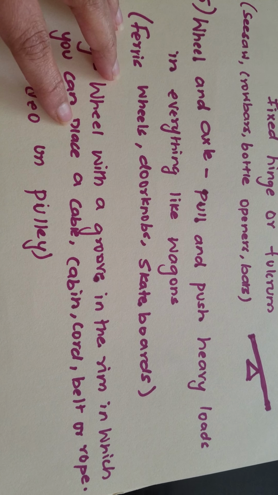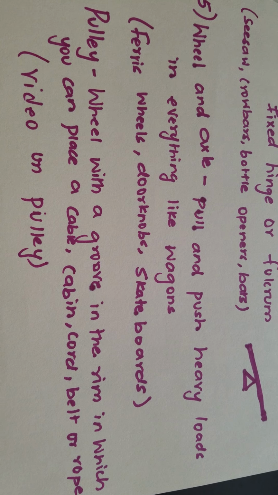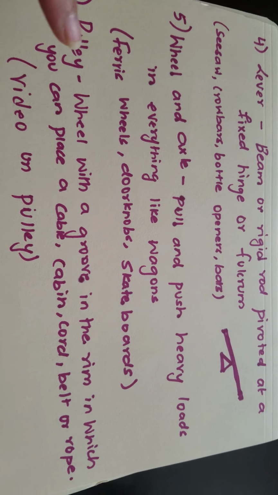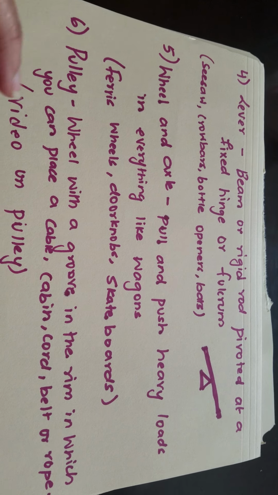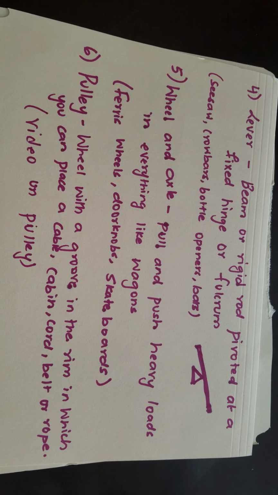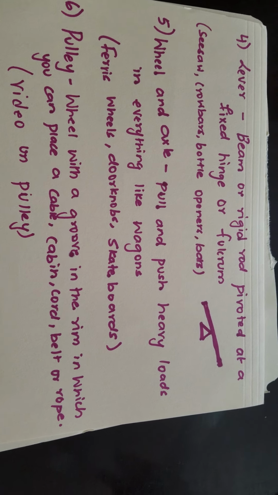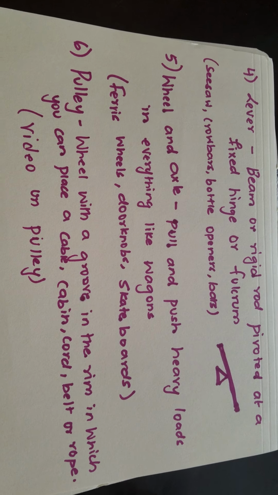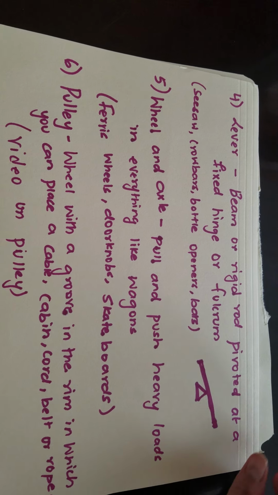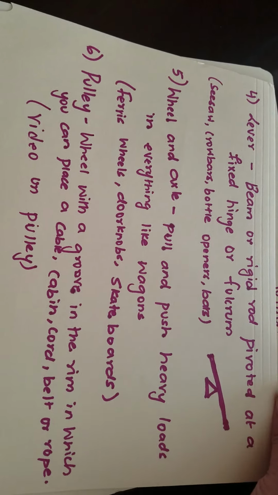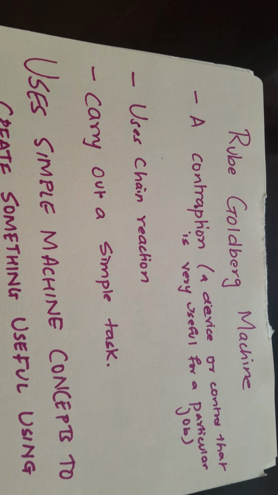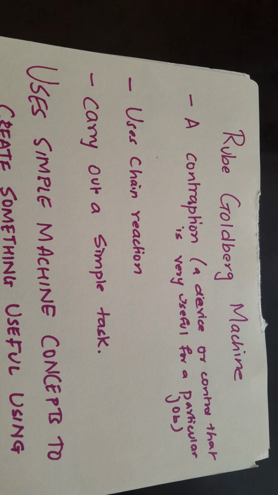So this video should probably have preceded the videos on the inclined plane and pulley, but I needed to give you a small lesson on what the simple machines are. Most machines are made of simple machines to make a complex machine. This is the other way around. This is a Rube Goldberg machine, which is the other way around.